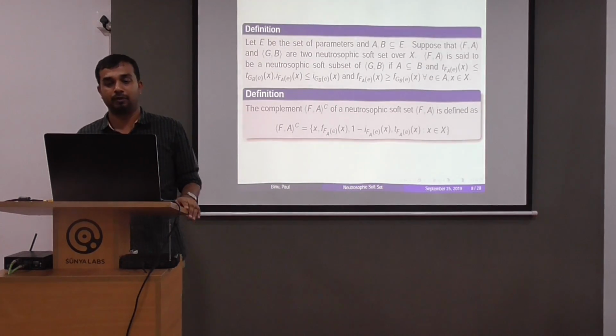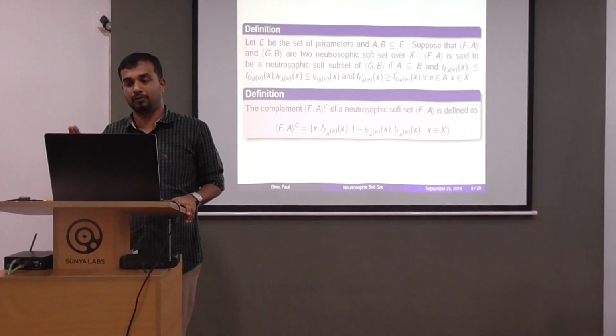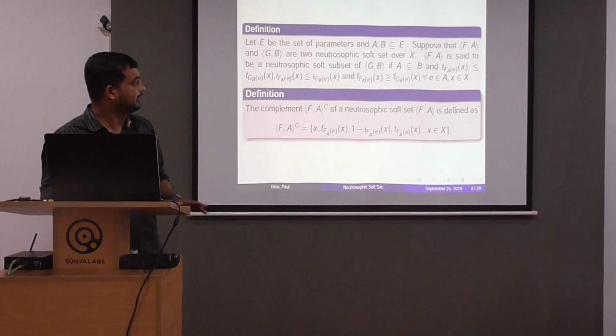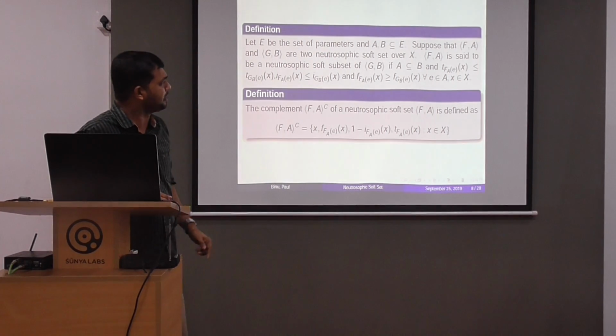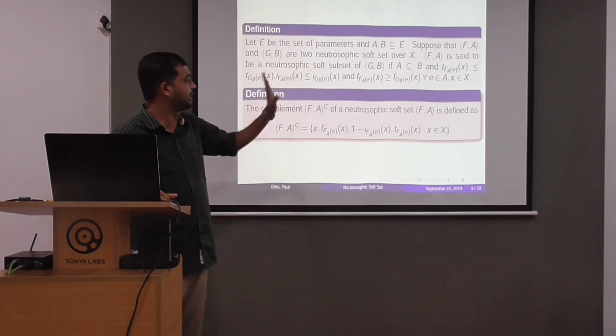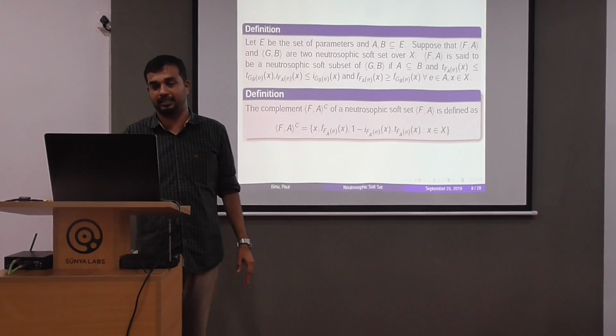Next definition. What do we mean by the subset of a Neutrosophic subset? First of all, we consider (F, A) and (G, B) two Neutrosophic subsets. Then (F, A) is said to be a Neutrosophic subset of (G, B) if A is a subset of B. It satisfies these inequalities. The complement is exactly the same as for the Neutrosophic set.